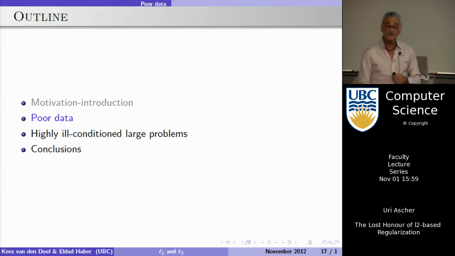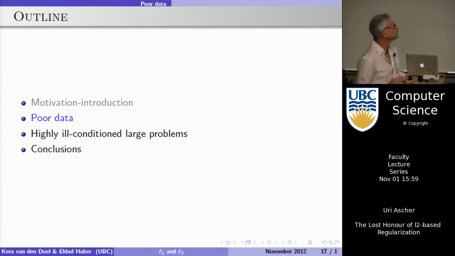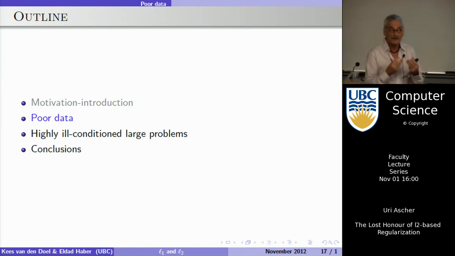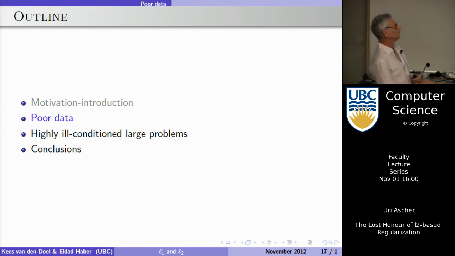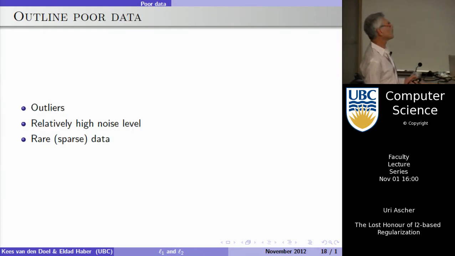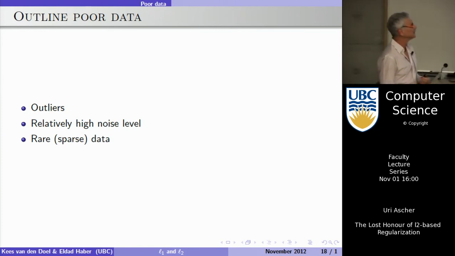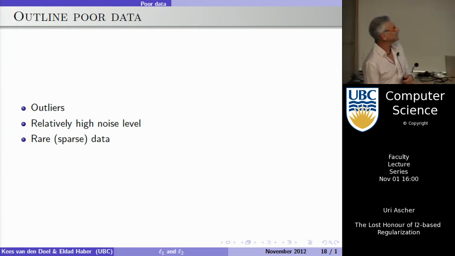So with this in mind, we tried to formulate to ourselves what it is that makes L1 work, and what it is that makes it not work as well. I'll talk first about poor data and then about highly ill-conditioned large problems. For poor data, I have to tell you what poor data means. It's actually a non-trivial thing to say. I will discuss outliers, relatively high noise level, and rare data. Three different instances of poor data. I will discuss this in a moment.